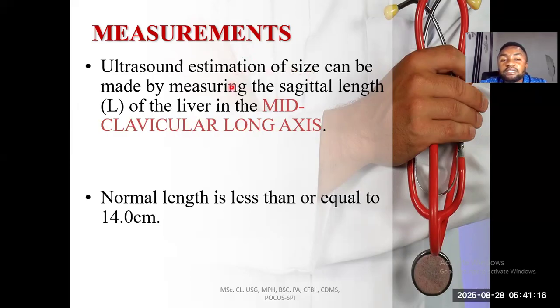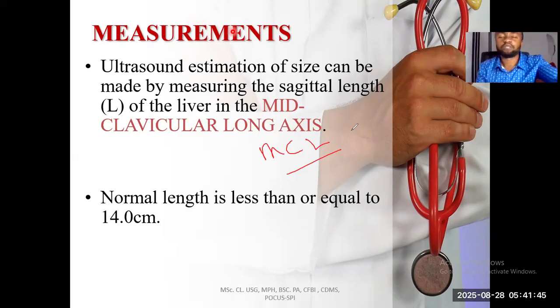Ultrasound estimation of size can be made by measuring the sagittal length of the liver in the mid-clavicular long axis. You already know the mid-clavicular line, right? Because we treated the gynecology one and the normal anatomy and physiology. Yes, so mid-clavicular line, MCL. Do you understand? You know it already, right?